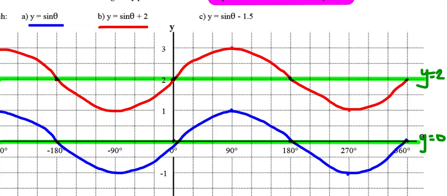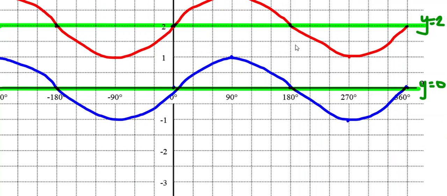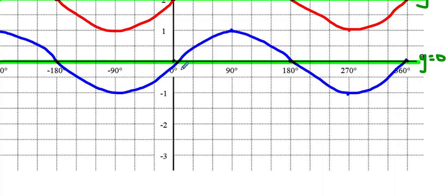This one is y equals sine theta minus 1.5. Again, everything is moving down, this time 1.5 units. It's the blue graph that we're transforming. So this point moves to 1.5, which is 3 squares down. You can count 3 squares down from every point here, and you will come up with the 4 points needed for your graph. Just make that look like a point.